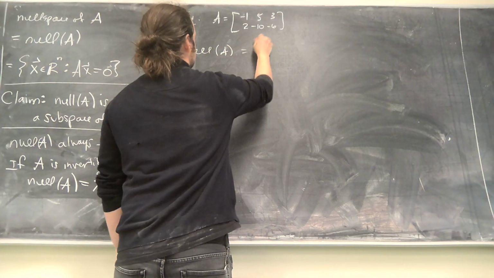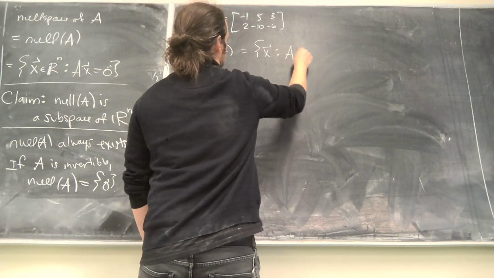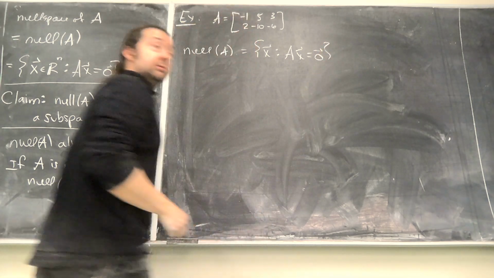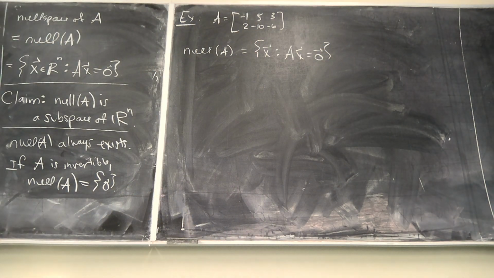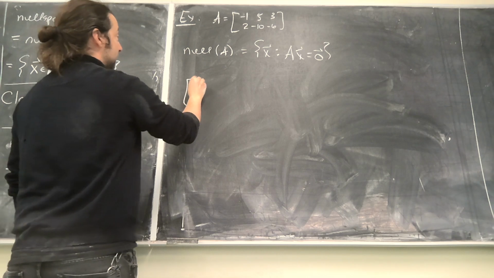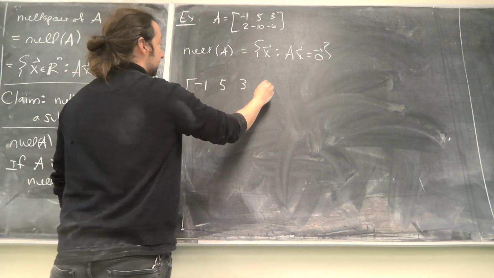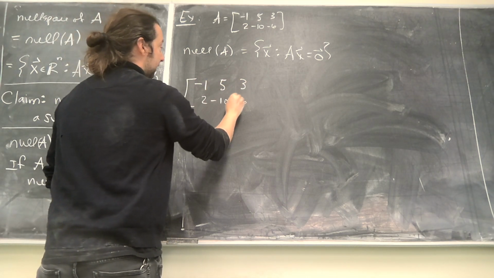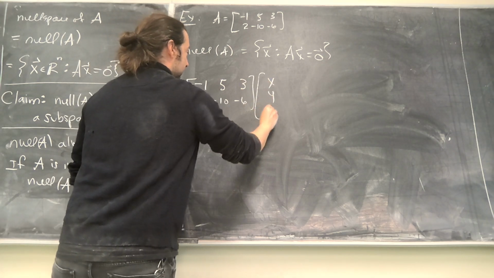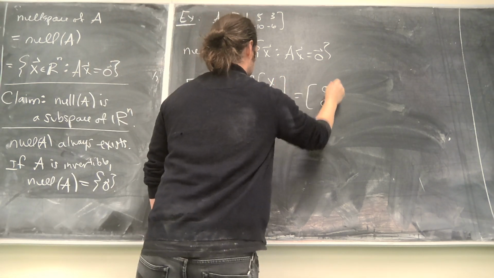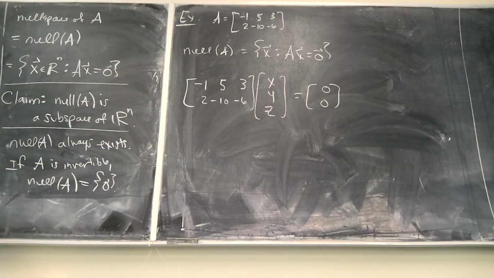The null space of A is the set of solutions x to the equation A times x equals 0. Written out concretely, I'm solving the matrix with rows -1, 5, 3 and 2, -10, -6 times x, y, z equals 0, 0. That's the actual concrete problem we're solving when we're finding a null space: the collection of vectors x, y, z that make that equation true. Because we have one tool, row reduction, I immediately want to turn it into an augmented matrix and row reduce it.